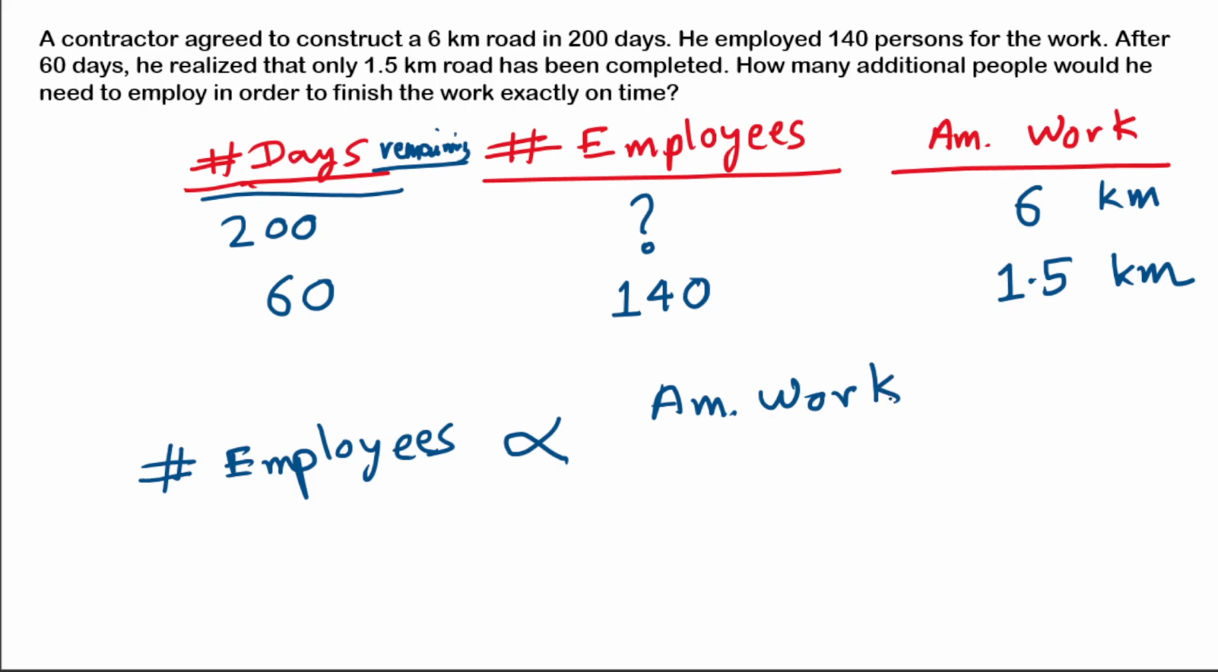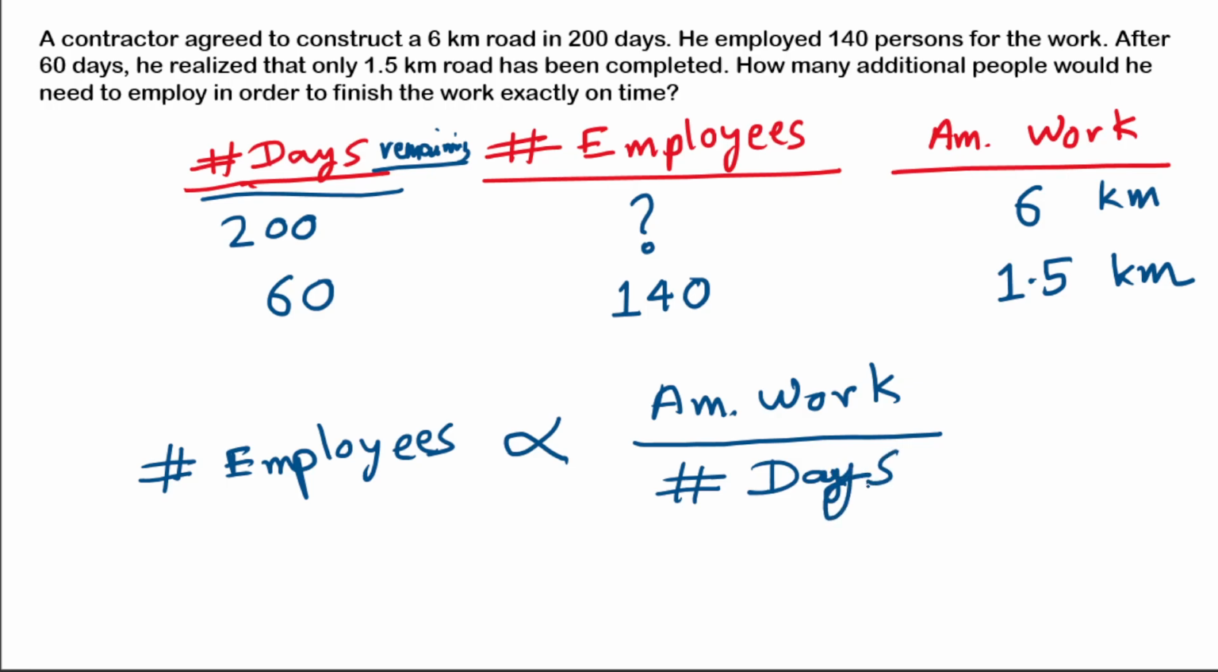And what is going to be the relationship of the number of employees with the days remaining? If I have to complete some amount of work in fewer days, I have to have more employees. That means it is an inverse relationship. So we can write this is number of days. Hopefully that clears up the confusion here.